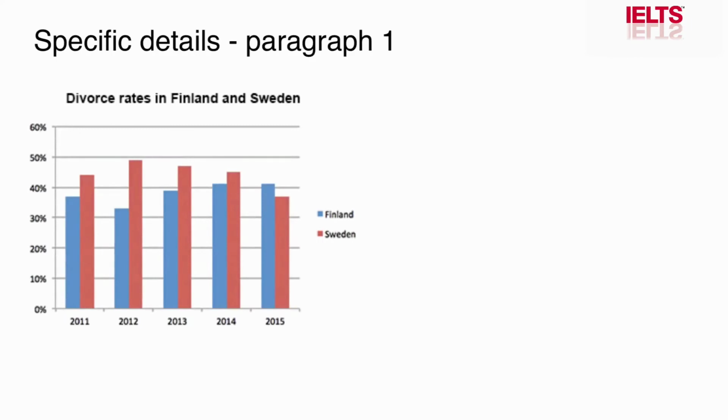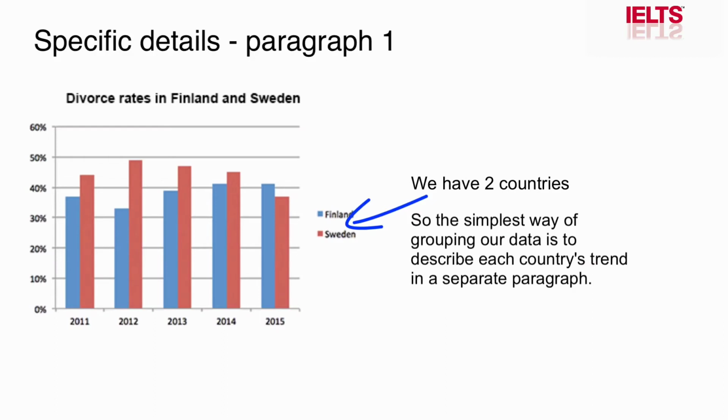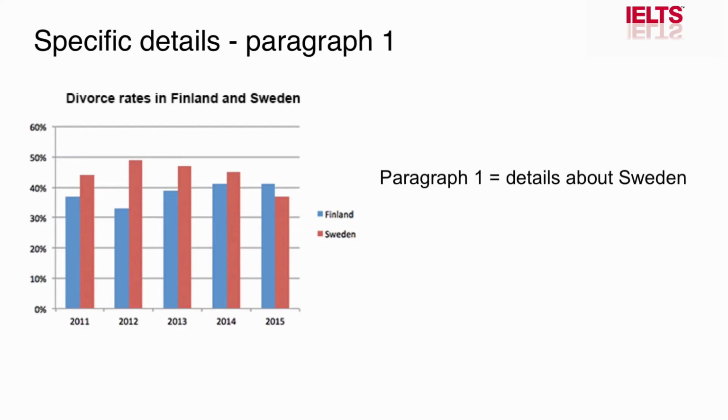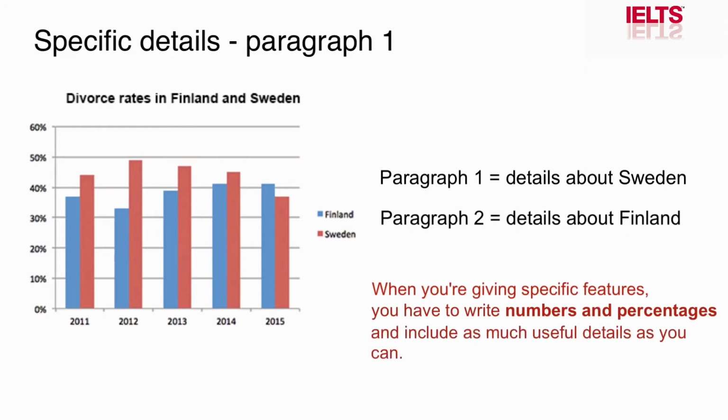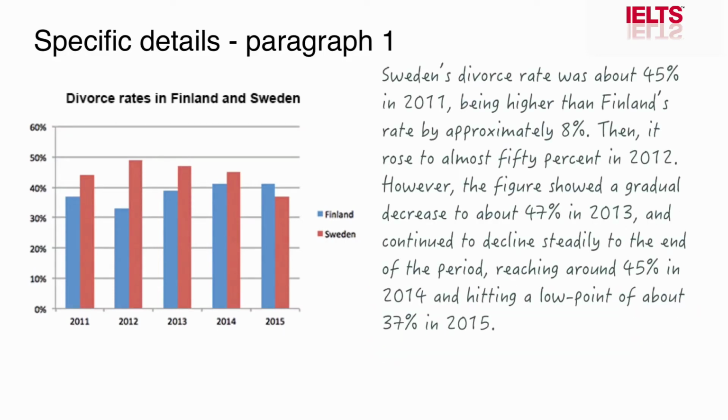Let's look at how I grouped the specific details. We have 2 countries, so the simplest way of grouping our data is to describe each country's trend in a separate paragraph. So, in paragraph 1, we will describe the details about Sweden, and in paragraph 2, we will describe the details about Finland. When you are given specific features, you have to write numbers and percentages and include as much detail as you can. And here's how I organized the paragraph with Sweden's specific details.